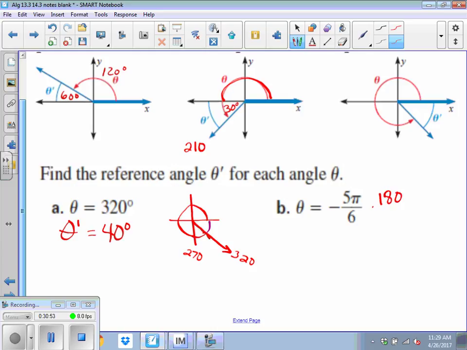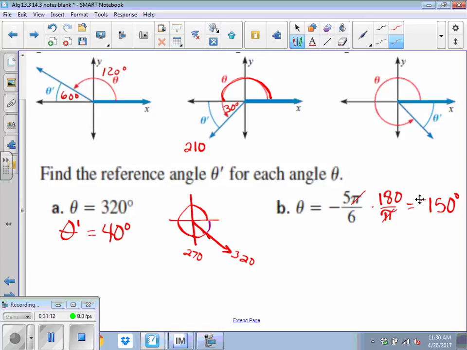180 over pi. What happens to my pi's? They cancel. Okay? So, negative 5 times 180 and divide by 6. Negative 150. Okay, well that I can figure out where that is.